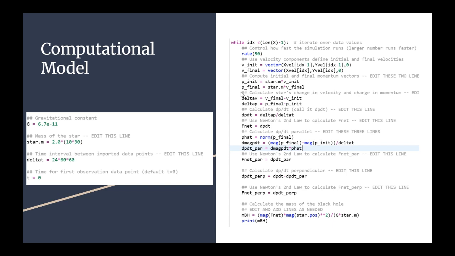Here you can see where we calculated the momentum initial and momentum final, delta V, delta P, the change in momentum, and F net. Through all these formulas, at the bottom we get the mass of the black hole by multiplying the magnitude of F net and the magnitude of the star position, squaring that, and then dividing by G times the star mass.